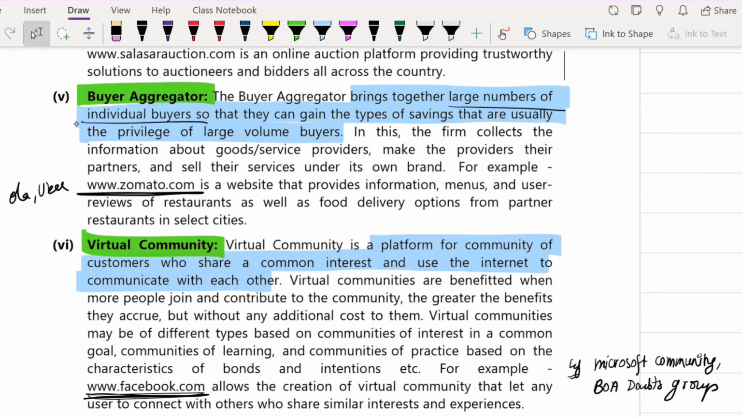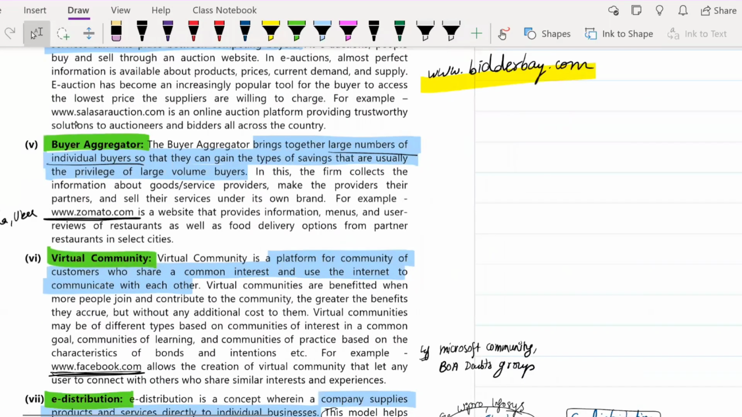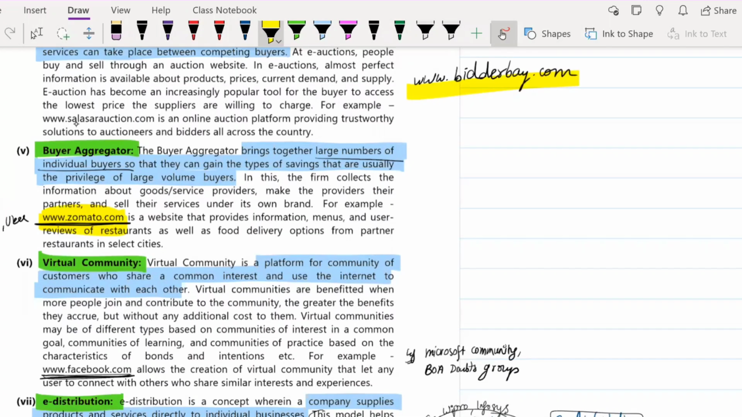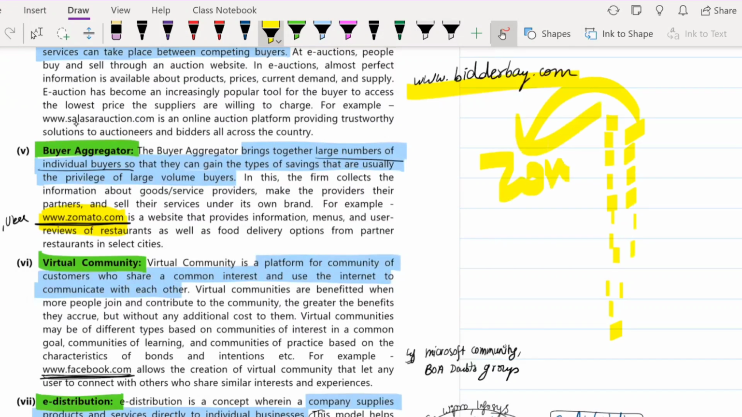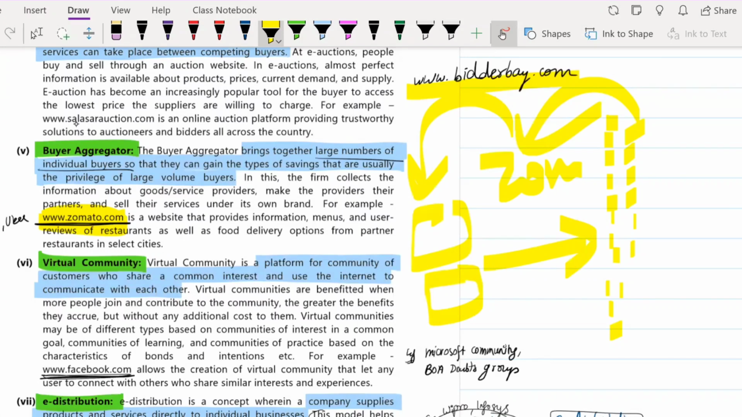Next is buyer aggregator. Here, take the example of Zomato. We all are buyers. We want food, so we are the people who are going to buy food, correct? If you see on Zomato, there will be hundreds and thousands of small buyers. We all go on Zomato and order food, and Zomato has a connection with the restaurants, and from them it will collect and deliver it to us. So this is the process.